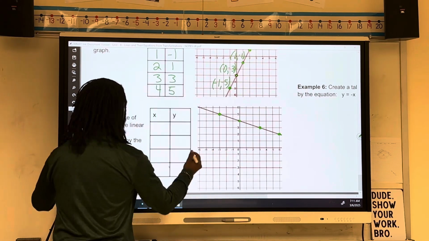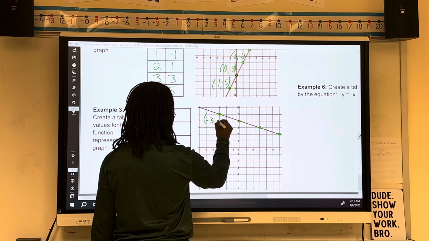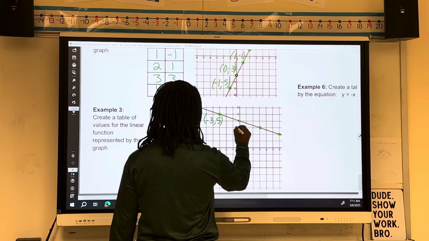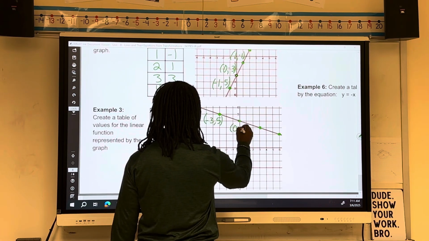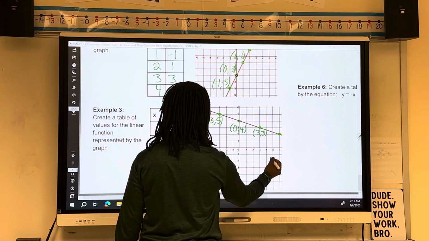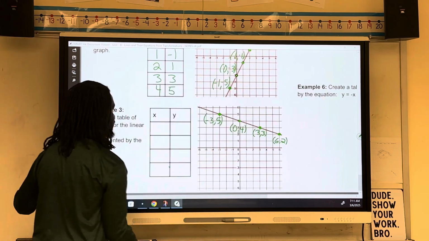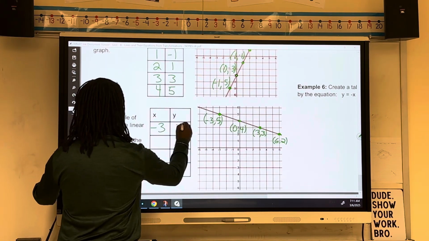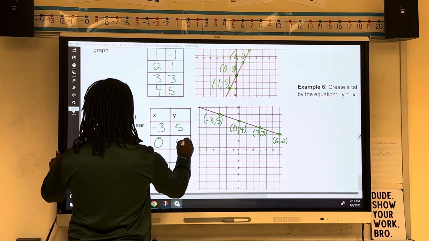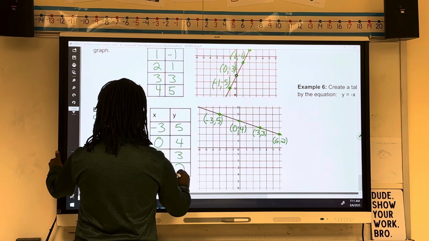Okay, and then let's put the coordinates. So we got -3, 5, and then we have 0, 4. Then we have 3, 3. And then we have 6, 2. All right. So we got negative 3, 5, 0, 4, 3, 3, and then 6, 2.